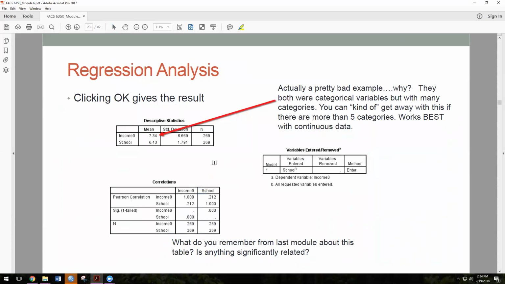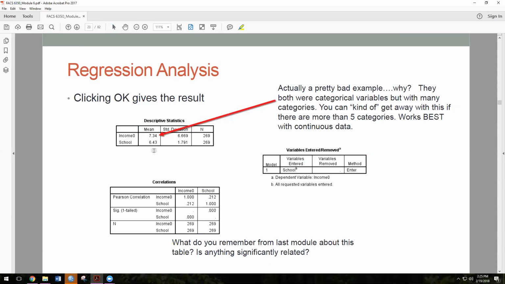So the first thing that you have to notice is that income and school level were both categorical variables. There might have been 14 categories, but they were both categorical variables. So this was a terrible example to use, but I wanted to make the point that you can use categorical variables in regression, but you need to have more than 5 categories, because you can kind of consider it, if it has more than 5 categories, as continuous data.